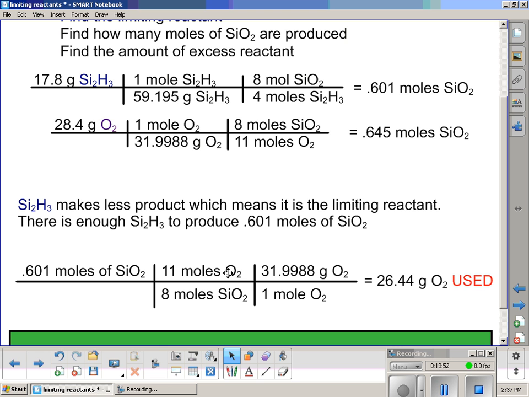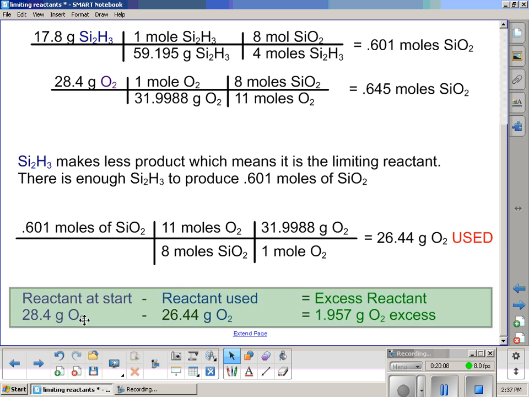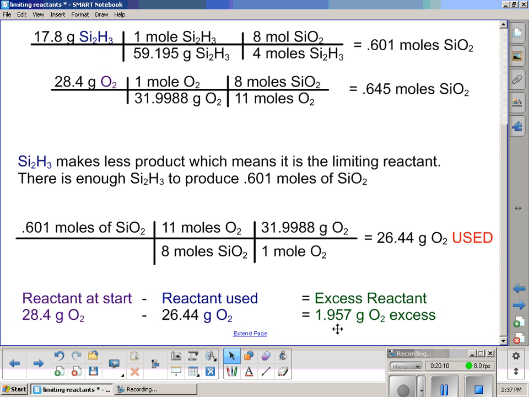Moles of oxygen top, moles of oxygen bottom. 1 mole is equivalent to the molar mass of O2. And we have 26.44 grams of it used in our reaction. We started with 28.4, so we do a simple subtraction problem, and we find that we have 1.957 grams of oxygen left over.